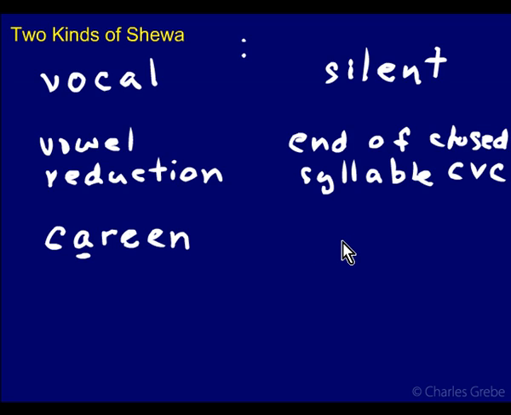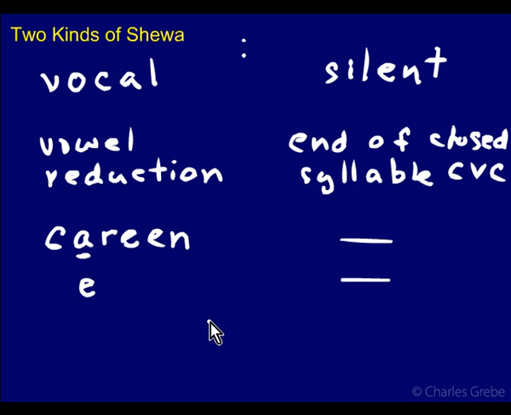The silent Shewa is not pronounced. The vocal Shewa is transliterated with a small raised E. So the rest of your letters would be down here with a small raised E. The silent Shewa is not transliterated.